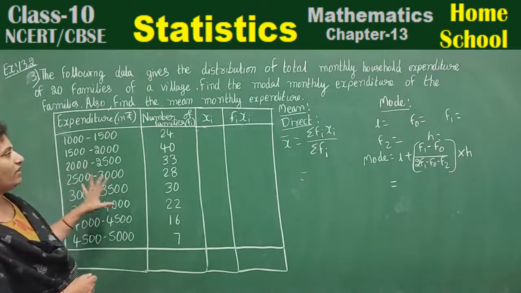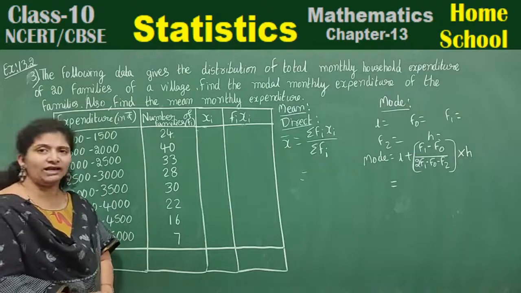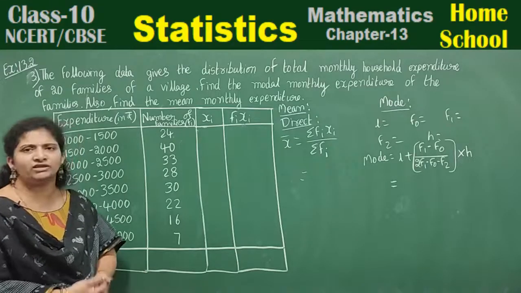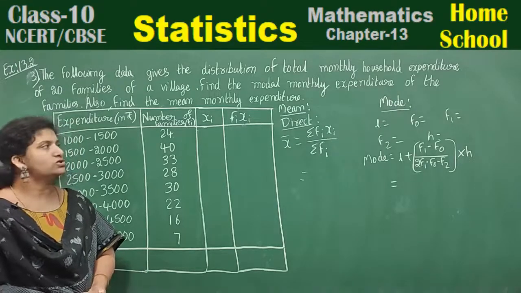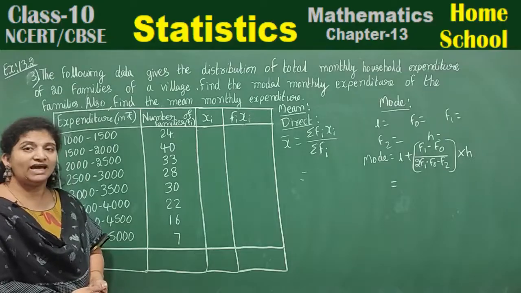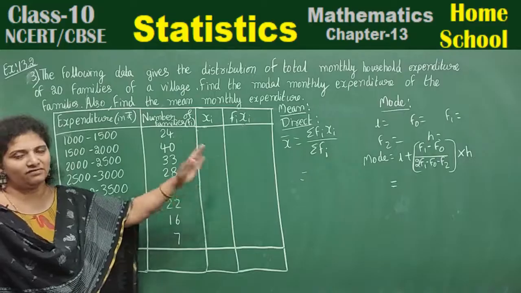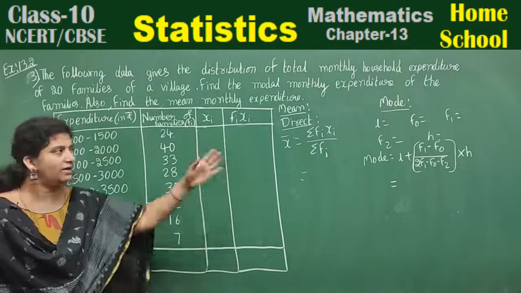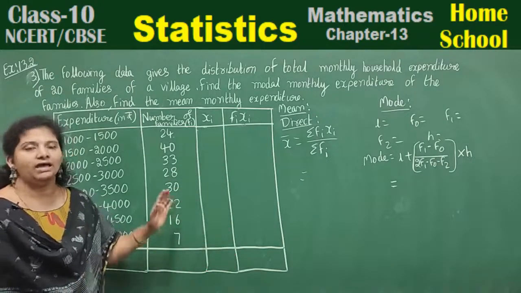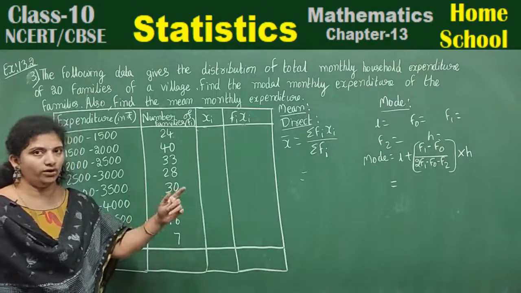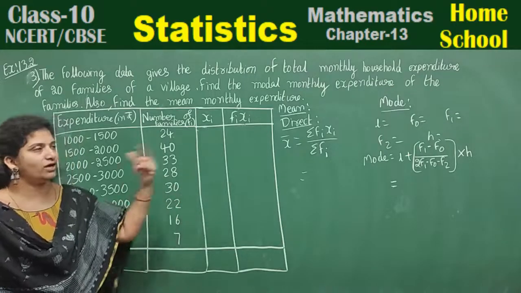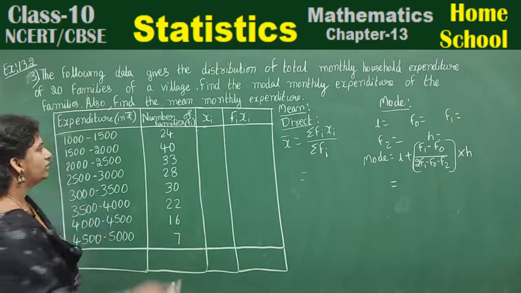So they have given a data. You need to calculate mean. Whichever method you want, you can go with it. So let me go with the direct method. For the direct method, I need to calculate xi, fi xi, summation fi xi and apply the formula. And you need to calculate the mode here. After completing the mean, we are going to calculate the mode.